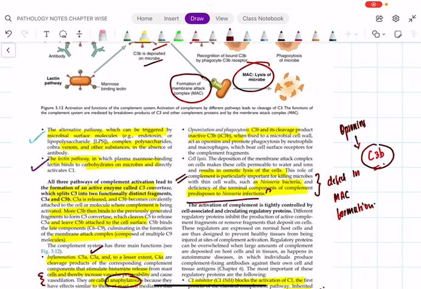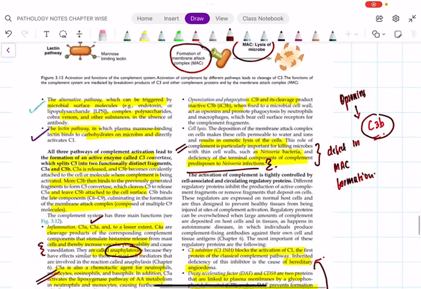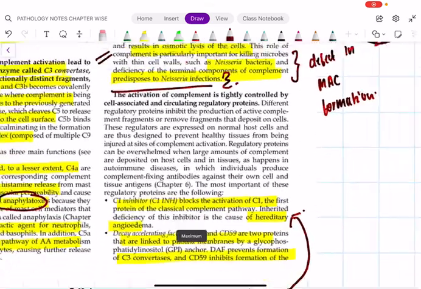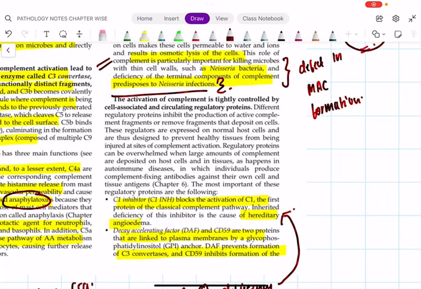Again, it is given in microbiology, so you can focus on that. Then we have the C1 inhibitor. What is C1 inhibitor? As the name indicates, it blocks the activation of C1, the first complement protein. If the C1 inhibitor is deficient, it causes hereditary angioedema.